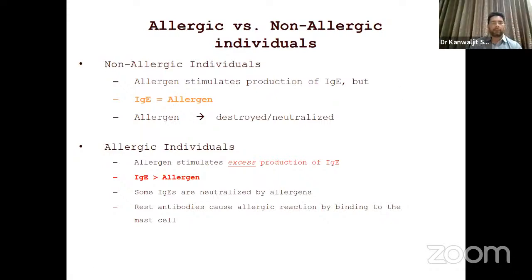So in non-allergic individuals, what happens when allergens enter into the body? Allergen stimulates the production of IgE, but the IgE level is equal to the allergen. So the allergen is neutralized by the IgE or it is destroyed. What happens in allergic individuals? Allergen stimulates the excess production of IgE. So in allergic individuals, IgE level is more than the allergen level. Some of the IgE neutralize the allergens, the rest of the IgE cause allergic reactions by binding to the mast cell and leads to the release of histamine.